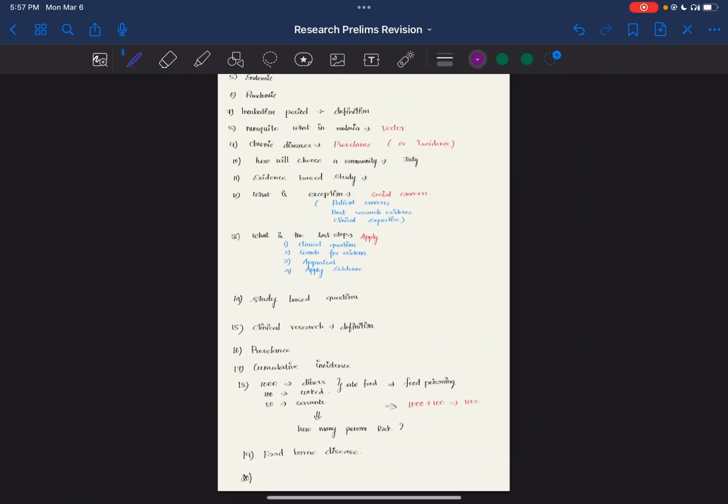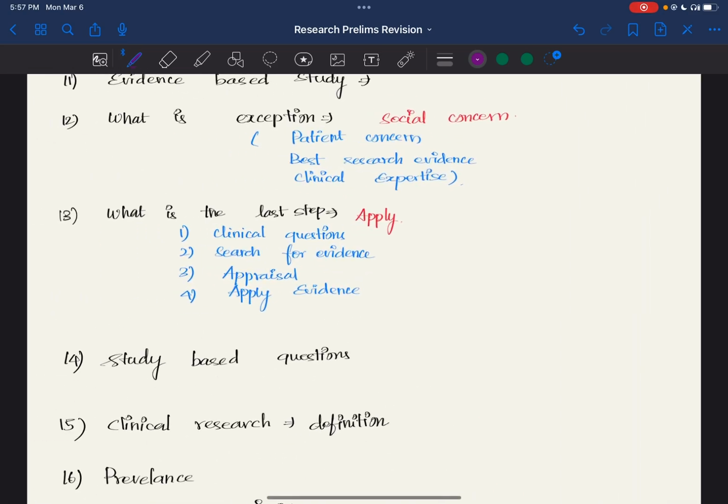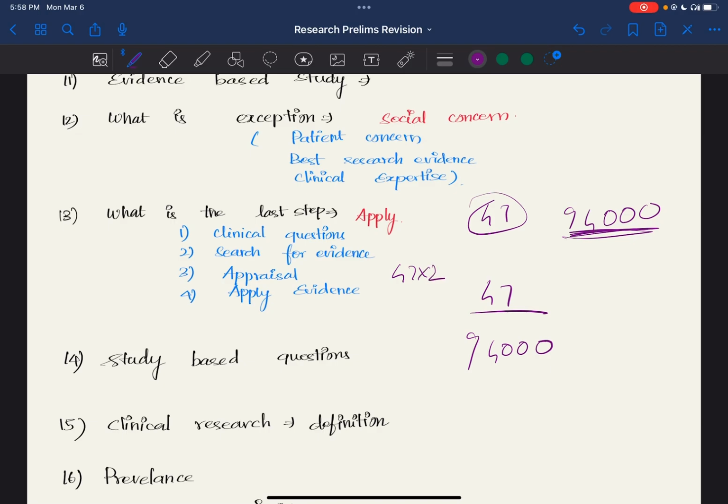Now, for people who face difficulties in doing the mathematical equations at the last moment, see, for these exams, they don't really give complex numbers. The numbers might look complex. For example, let's say 47 and then let's say 94,000. Let's say 47 people had the disease, new cases, and 94,000 was the population of the city or the group. Now you might think, oh, this is a very big number, I'm not able to do the math. See, it's very simple. 47 divided by 94,000. They are giving really easy ones. 47 into 2 is actually 94. Or you can do 47 plus 47, which is 94. So that's just 2.